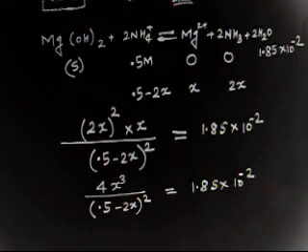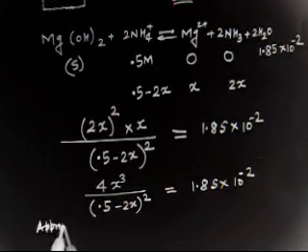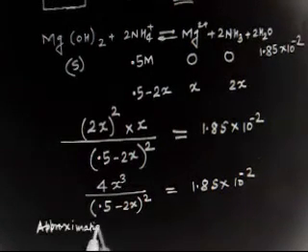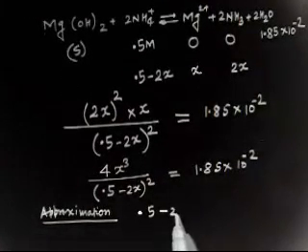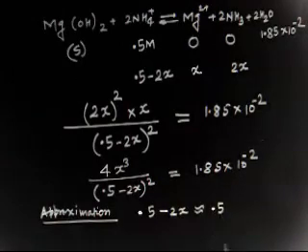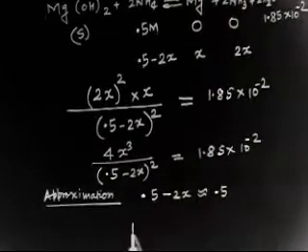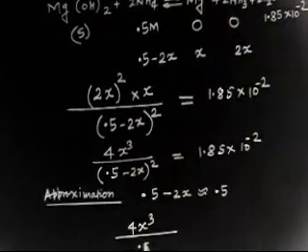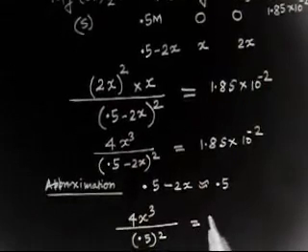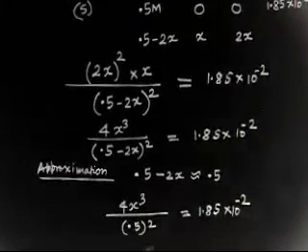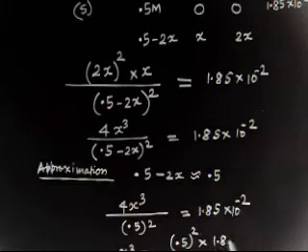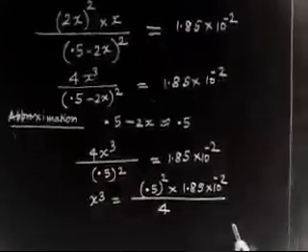So let us make an approximation, and we will further check whether it's true or not. What is the approximation? That 0.5 minus 2X is approximately equal to 0.5. If I do this, I will have 4X cube divided by 0.5 raised to the power 2, equals 1.85 into 10 to the power minus 2. And so X cube will be 0.5 raised to the power 2 into 1.85 into 10 to the power minus 2, divided by 4. Are you getting?